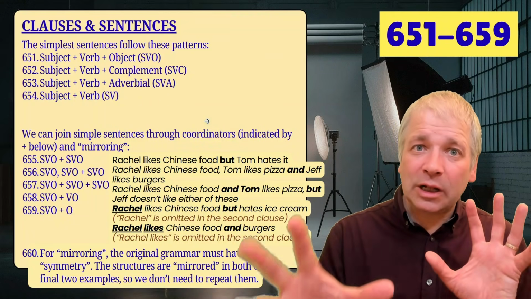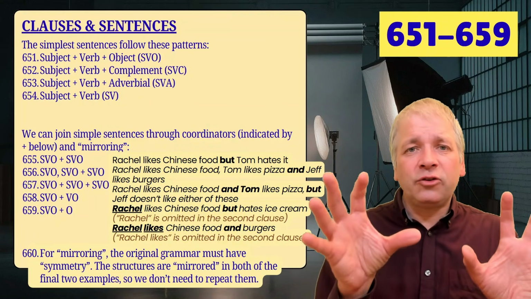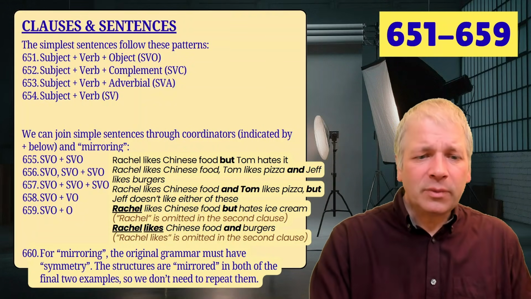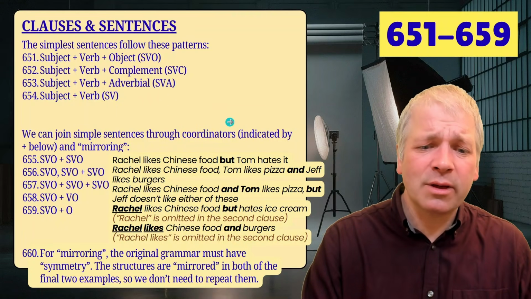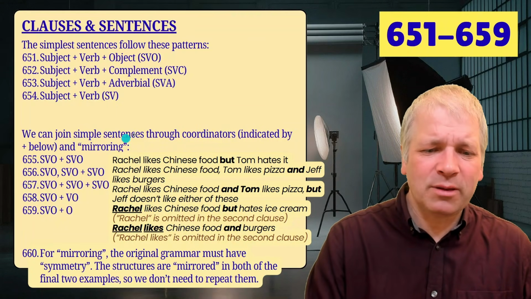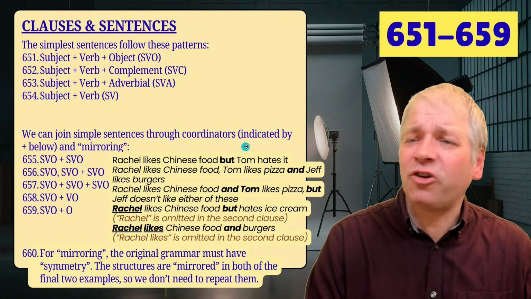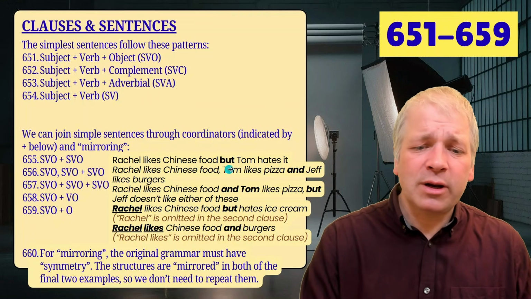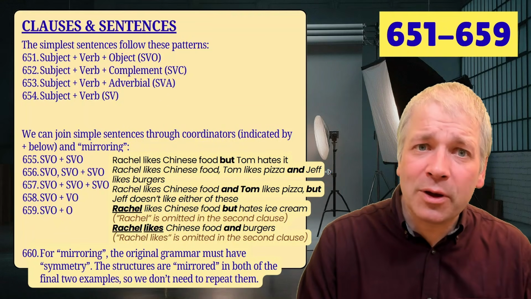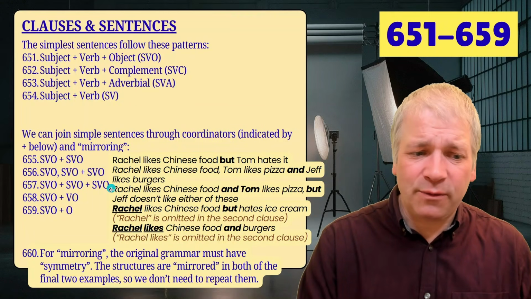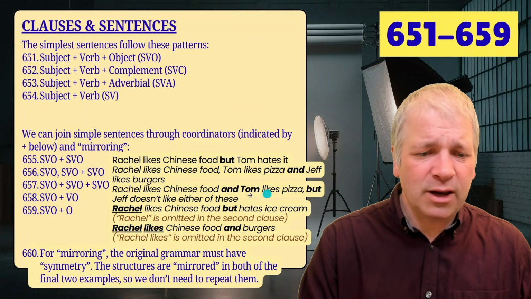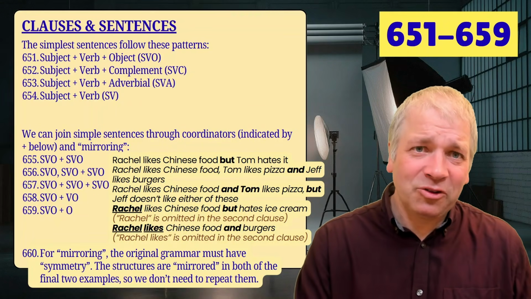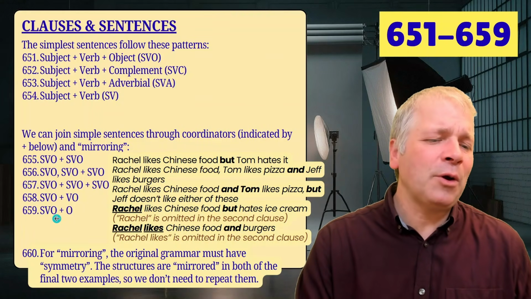We could join sentences through coordinators. That's where we turn them into clauses. Once you join two sentences together, those sentences are now called clauses. And we could do it simply through coordinators like this: subject, verb, object, subject, verb, object. For example, Rachel likes Chinese food, but Tom hates it. We could create lists like this: Rachel likes Chinese food, Tom likes pizza, and Jeff likes burgers. SVO, SVO, SVO. Here's another variation after that. We could also have subject, verb, object, subject, then verb, object, and even subject, verb, object, object.